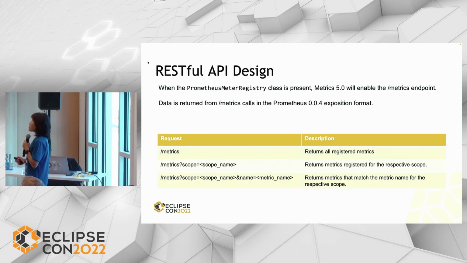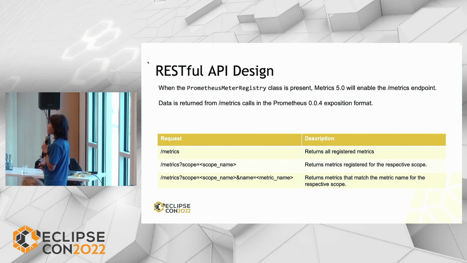Here in the RESTful API design, you can see /metrics. You can return all registered metrics. Previously, you had /metrics/base to get the base metrics. Now you have to do /metrics?scope=base, and you will get the base metrics.